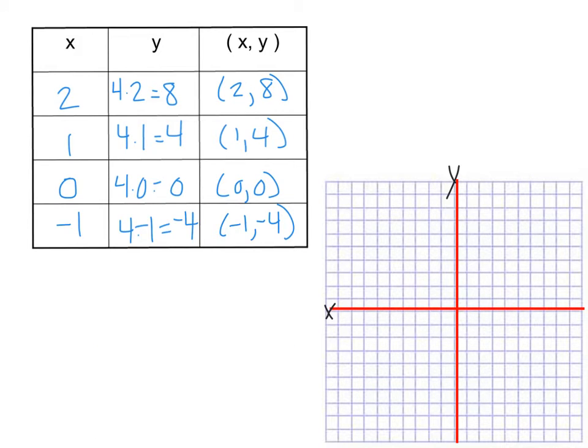All right, now let's take those ordered pairs that we came up with in our table, and let's graph them now. So the first one is 2 on the x-axis, 8 on the y. So remember, the x-axis is horizontal, the y is vertical. So I'm going to go out 2 spaces, and then I'm going to go up 1, 2, 3, 4, 5, 6, 7, 8, and I'm going to put a dot there.